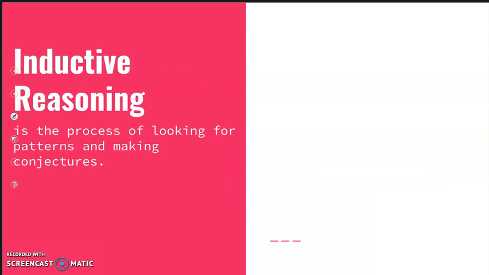We just used inductive reasoning to come to this conclusion. Inductive reasoning is the process of looking for patterns and making conjectures based on that pattern. This is a simple 3-step process that we're going to utilize throughout the entire semester.